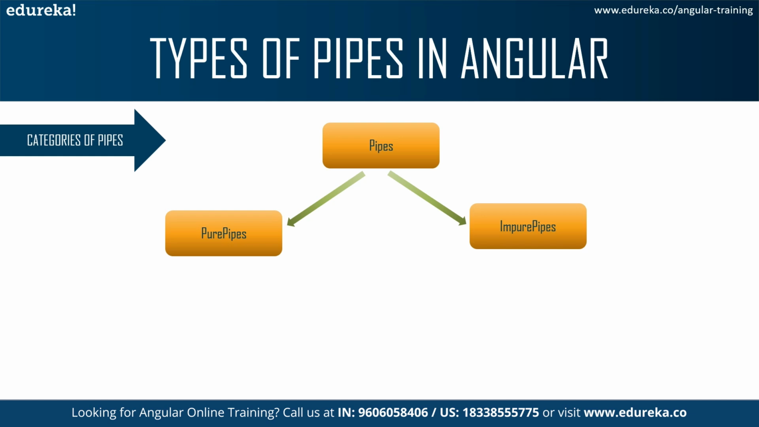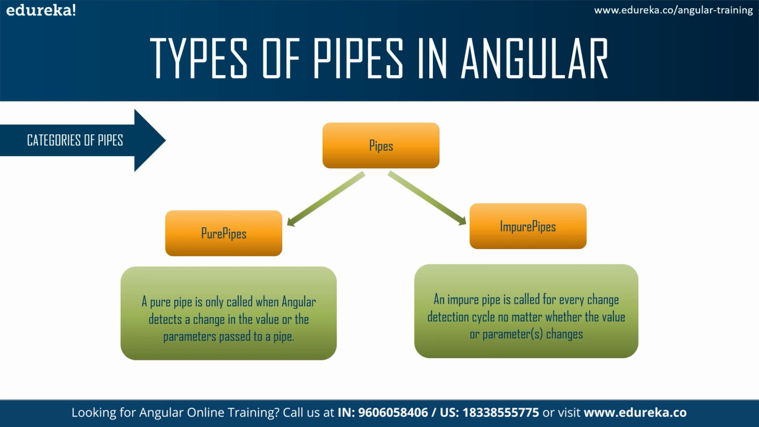Well, impure pipes, on the other hand, execute every time irrespective of whether the source has changed or not. Now, let's look into the definition of both pure and impure pipes. A pure pipe, as I've already mentioned before, is called when Angular detects a change in a value or parameters passed to the pipe, while an impure pipe is called for every change detection cycle, no matter whether the value or parameters change.